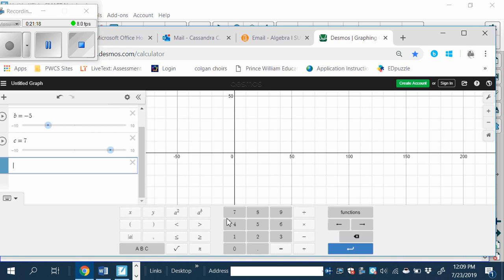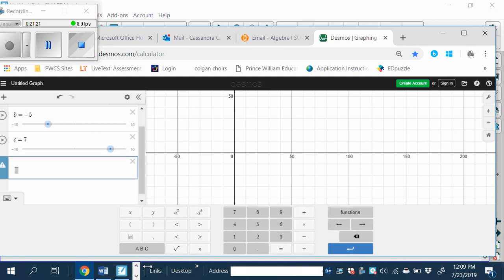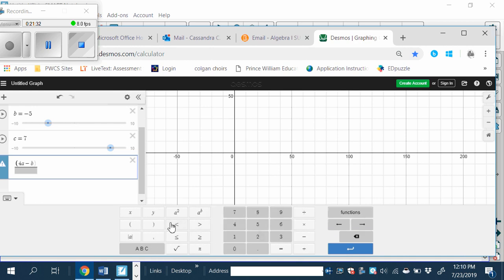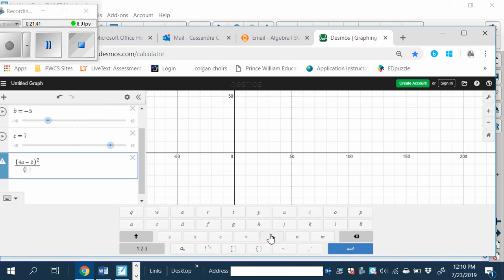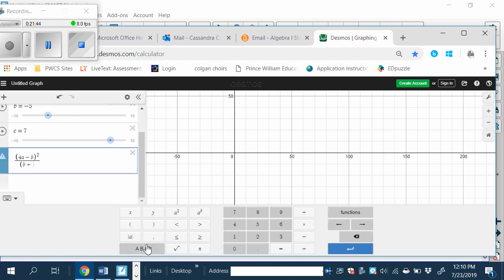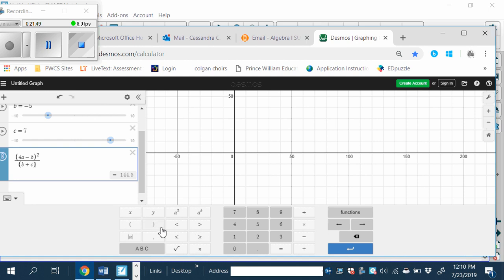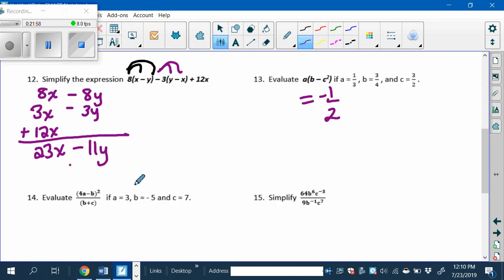So I'm going to do a division sign because that creates a fraction for me. And then in there I have 4A minus B in parentheses quantity squared divided by, in parentheses, B plus C. Okay, and as you can see, that's 144.5. So there we go. All right, there's my answer, 144.5.